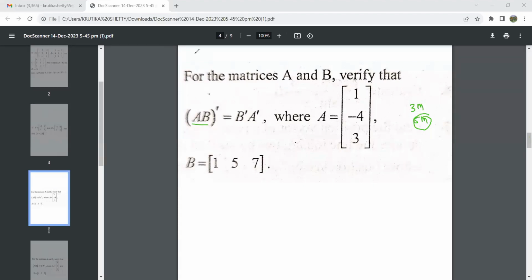Hope all of today's questions were clear. If any doubt is there, you can send a question. Again, we will discuss some more questions on matrices, and then begin with the determinants part in the next class.